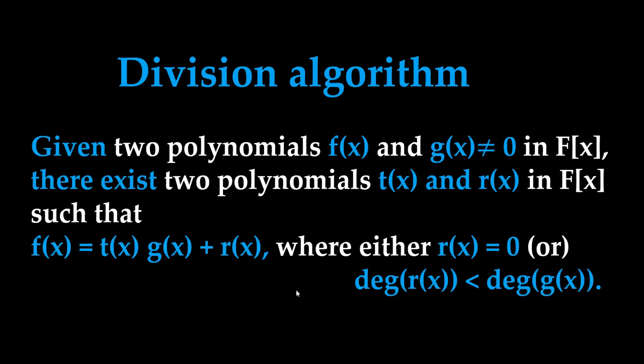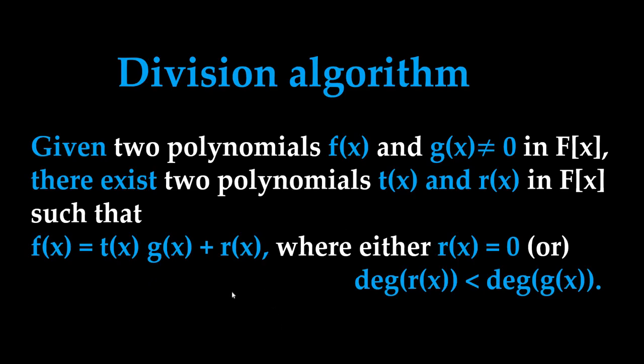In this video, we are going to have the proof of the division algorithm, which states that given two non-zero polynomials f of x and g of x in F[x], there exist two more polynomials t of x and r of x in F[x] such that f of x is equal to t of x into g of x plus r of x, where either r of x is 0 or degree of r of x is less than degree of g of x.